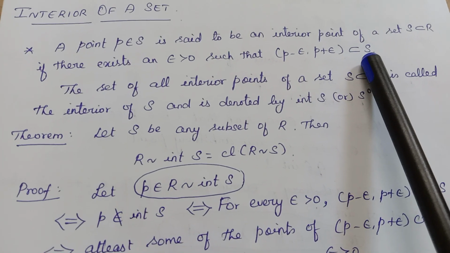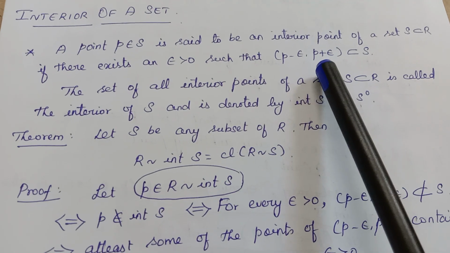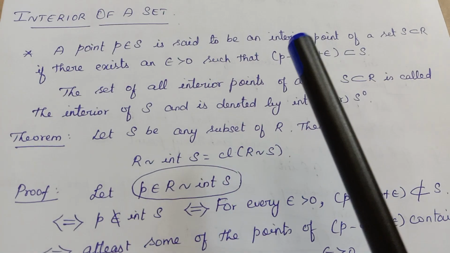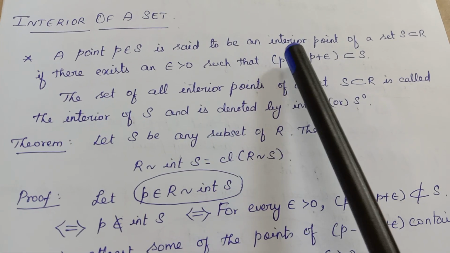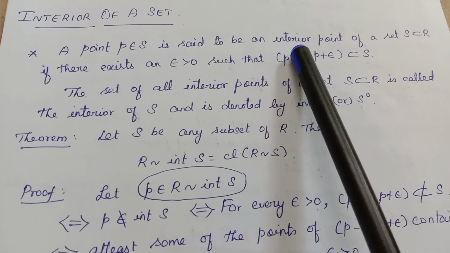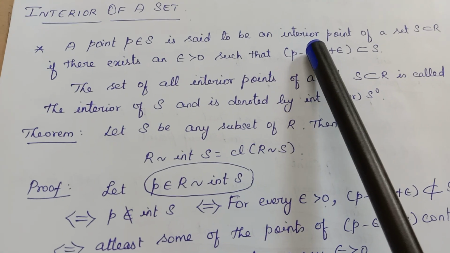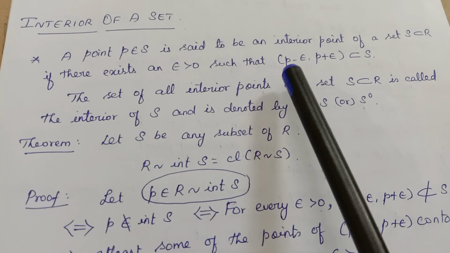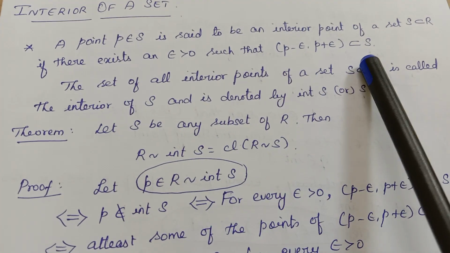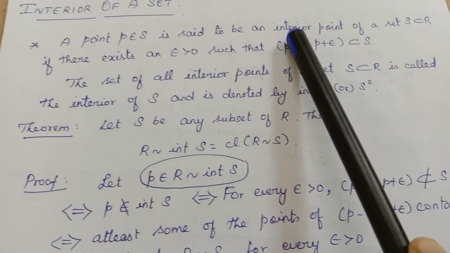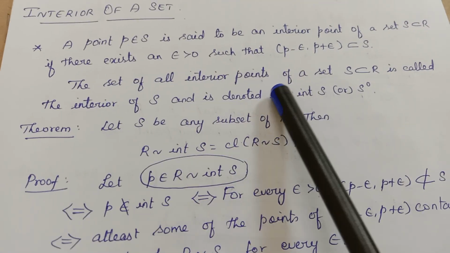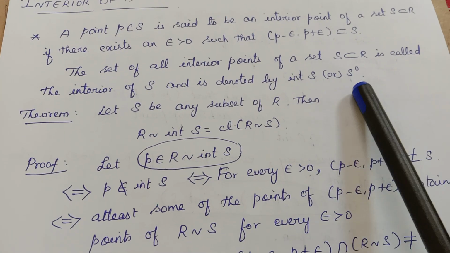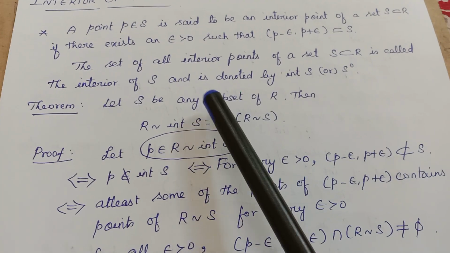Okay, so interior point means the neighborhood, at least one neighborhood of the point, must lie completely within the set. Such a point is called an interior point. Actually, the literal meaning of interior is lying inside, isn't it? Inside a set. So the same meaning applies here. If a point P has at least one neighborhood which is completely lying inside the set S, that point is called an interior point. The collection of all interior points of a set is called the interior of S, and the notation is int S or S°.